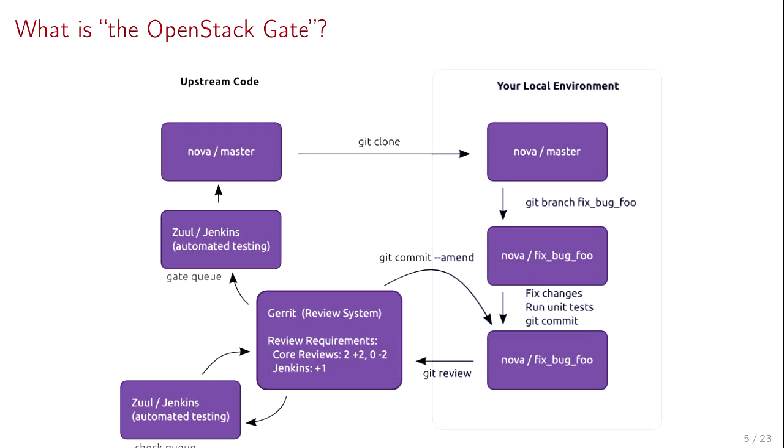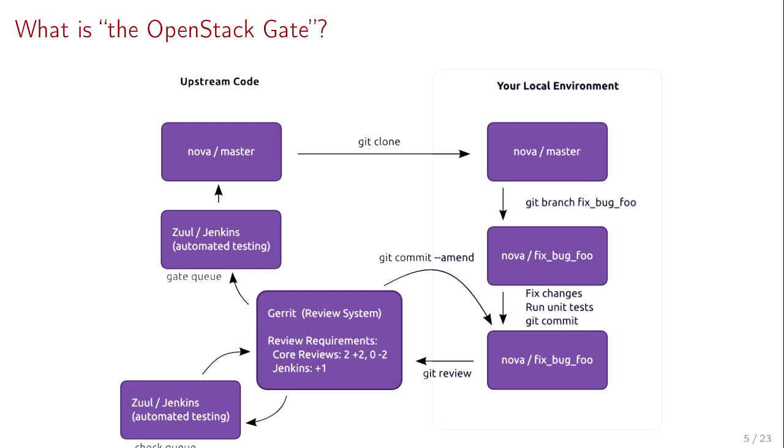And depending on the project, it can be a lot of automated testing. For example, one project I work on spins up about 25 to 35 test jobs, each running on its own VM in a donated cloud. Those tests run and report back. If the tests don't pass, Jenkins will return -1 in Gerrit, and it will block the merge. And you iterate on this by git commit --amend and review.